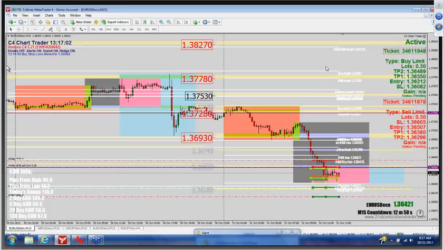Typically, markets don't go straight up or straight down. They're a stair step, right? So there we have those trades. We'll put those trades on, see how they play out.